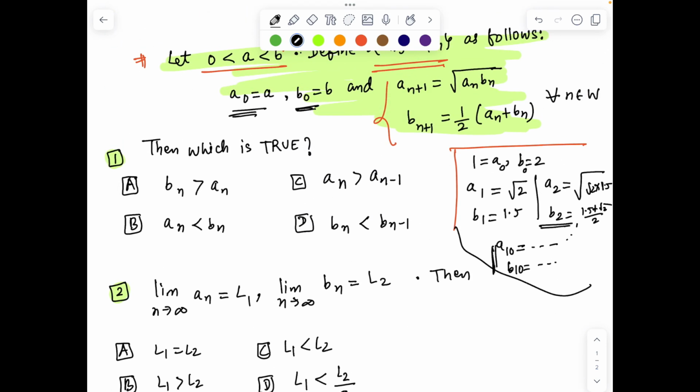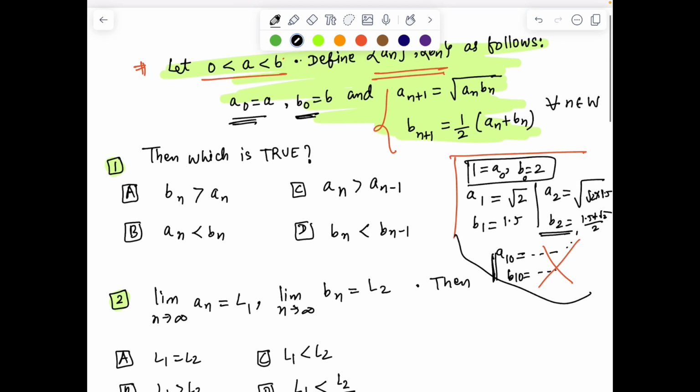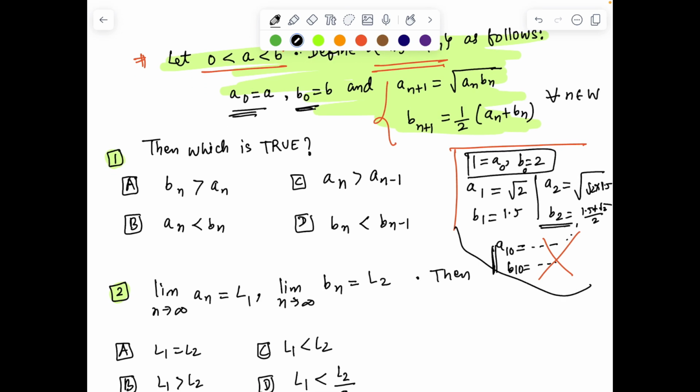Now clearly the relation between a10 and b10 we need to relate with 1 and 2, which means the gap of 1 is not so obvious, because the calculation will be very hectic, and this is not at all a good approach of doing the problem. So we have to relate these sequences in a very fundamental way. So let's start this relation.